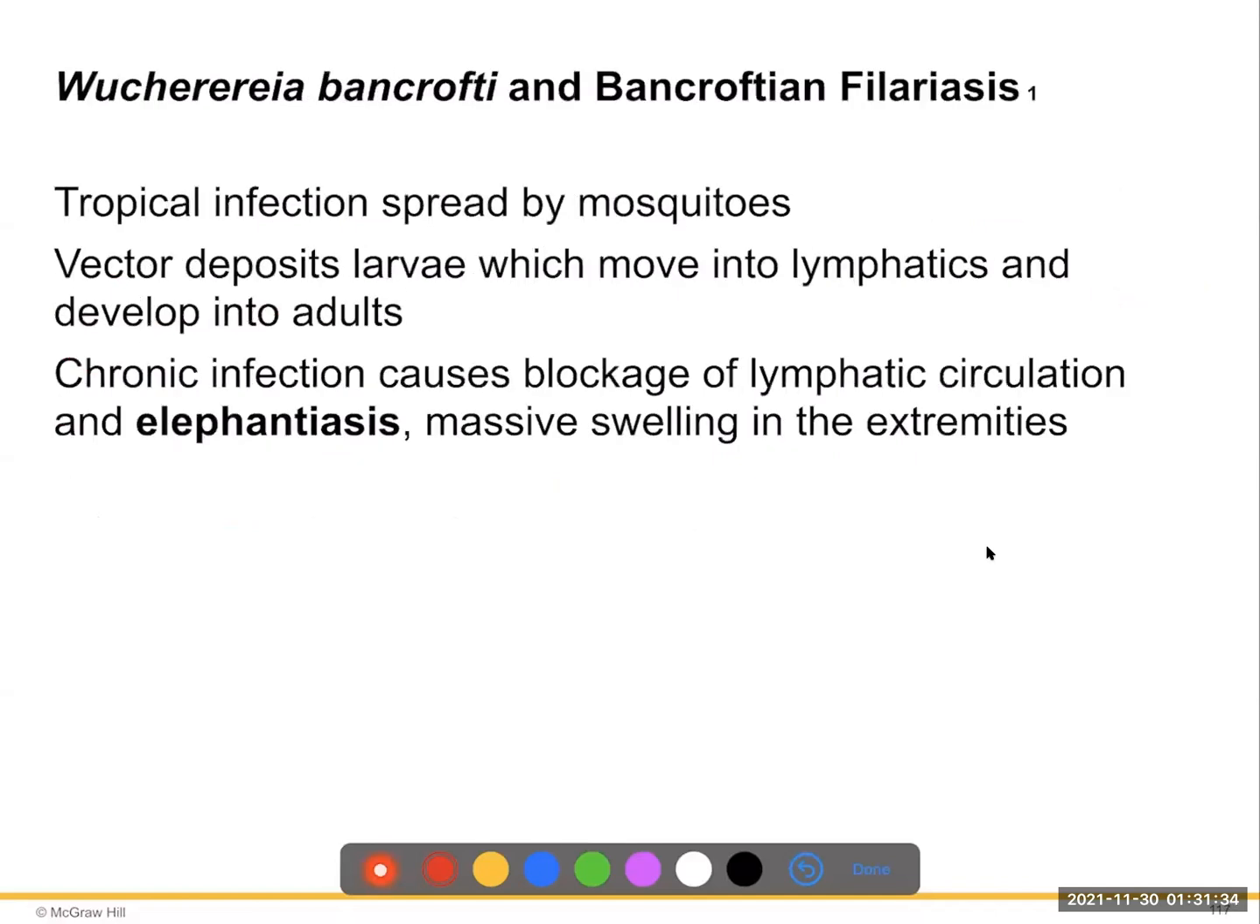Wuchereria bancrofti, filariasis. This is a tropical infection spread by mosquitoes. The vector deposits larvae, which move into your lymphatic system. Remember, the lymphatic system is just your immune system with your lymph drainage, and it goes through the body and brings fluid back into the circulatory system. So chronic infection causes blockage in lymphatic circulation, and it causes elephantiasis, massive swelling of the extremities.